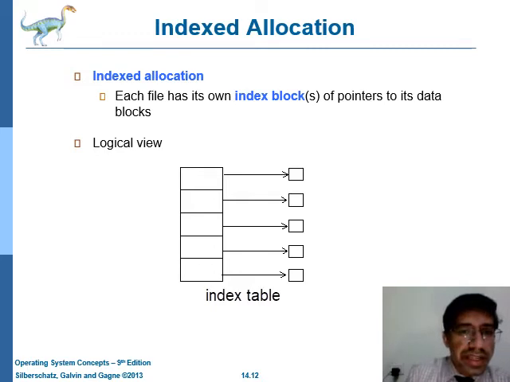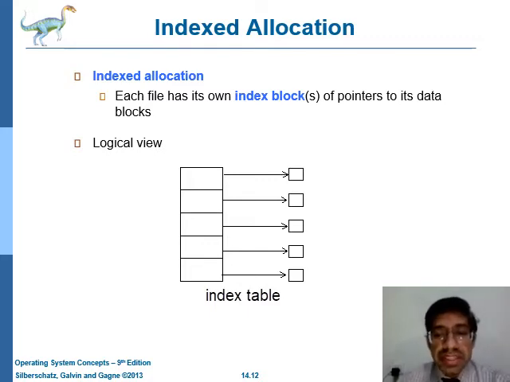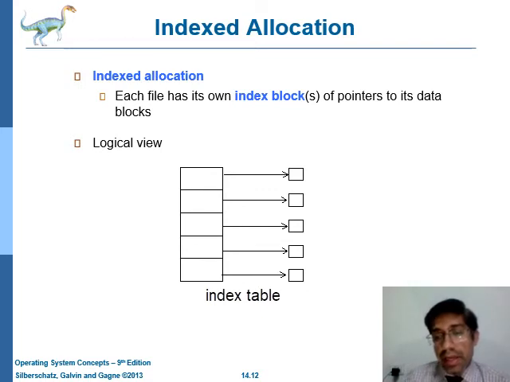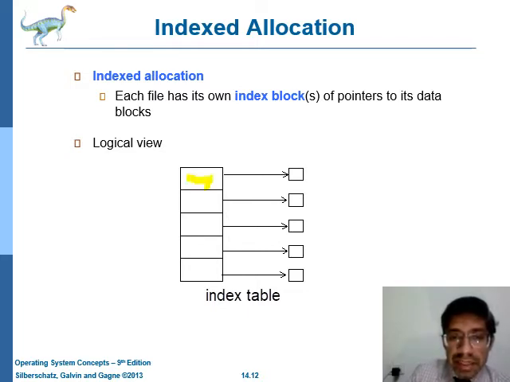The next method is the indexed allocation method. This is again a customized implementation of the linked allocation method, in which, rather than every node pointing to the next node, the file maintains its own index block. An index block is a block that contains information about all the block numbers allocated to this file.